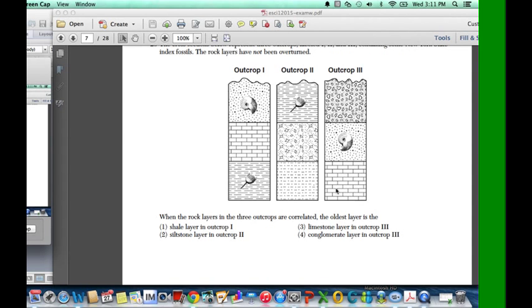Let's take a look at the third one. As you can see, the third one matches up to something above here for outcrop 1. So since this and this match, it cannot be the oldest rocks. The oldest rock has to be this one.